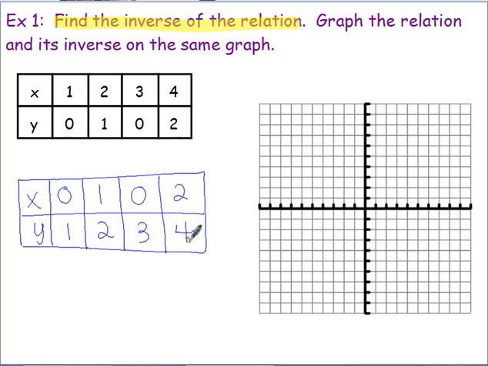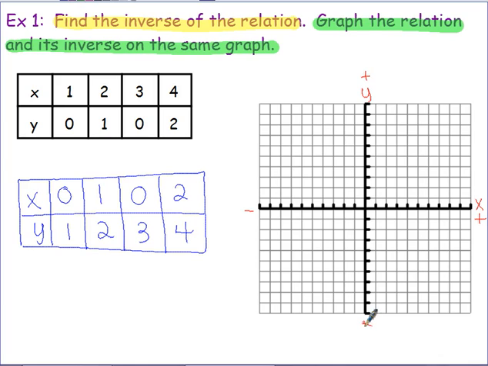Next thing that the directions want us to do is graph the relation and its inverse on the same graph. We're going to graph both the original problem and its inverse together. Now, I want to keep them separate, so I'm going to do the original in red and then keep my inverse in blue. So I'm going to start, just to do a little review. We know x is left and right, y is up and down, positive, negative.